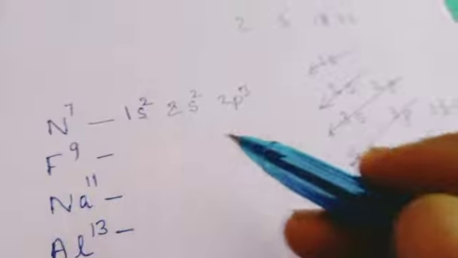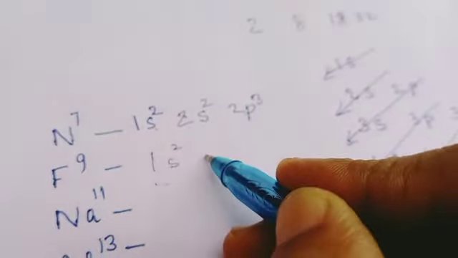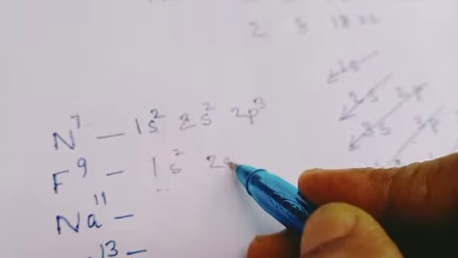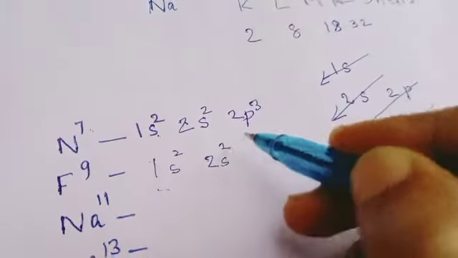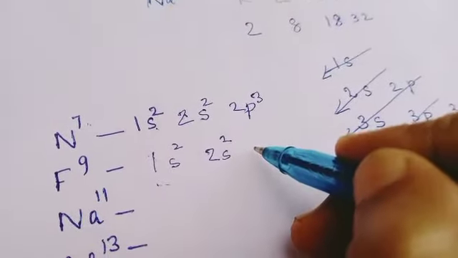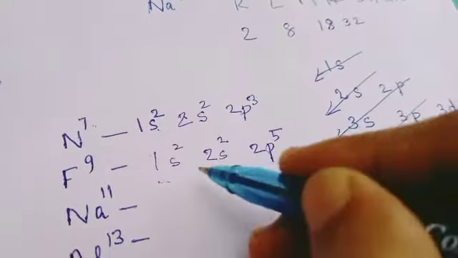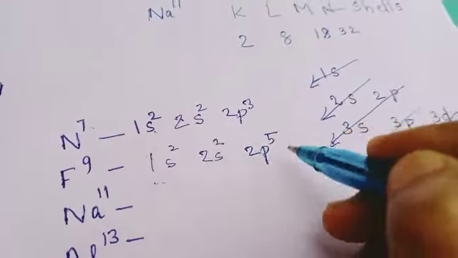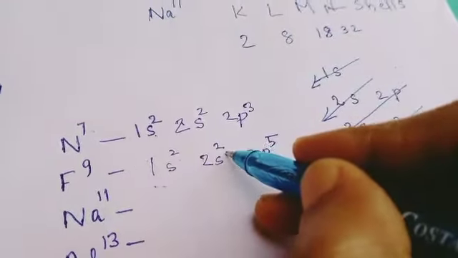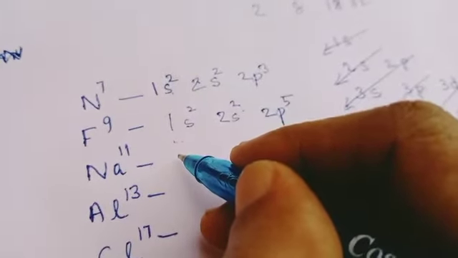For fluorine, 9, we write 1s2, then 2s2, then 2p. Now 4 electrons are used, and the total is 9, so we have 2p5. Total: 2 plus 2 is 4, 4 plus 5 is 9. The next one is 11.